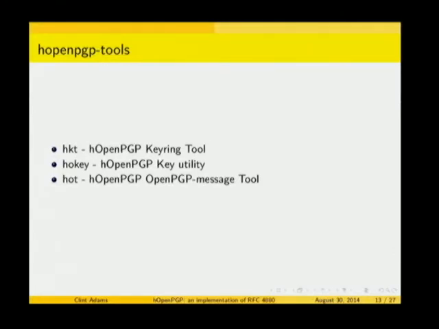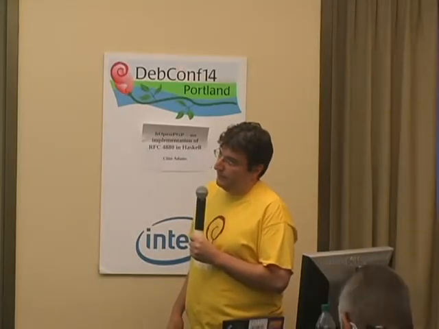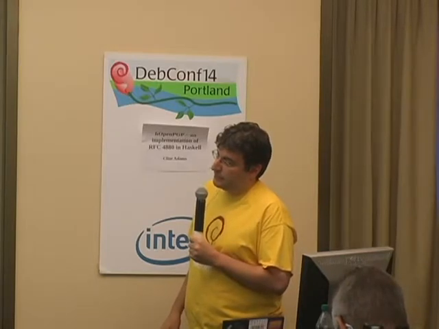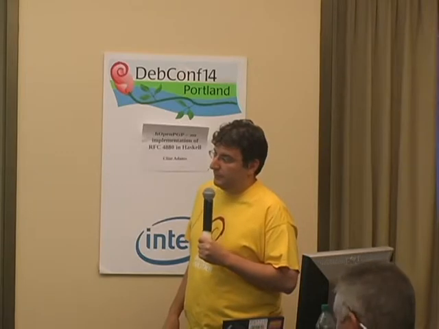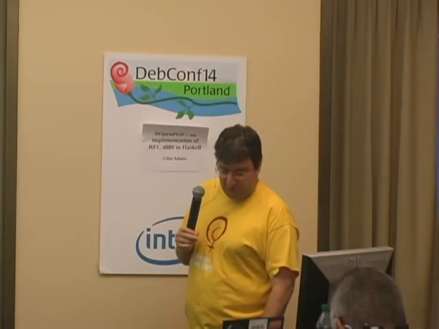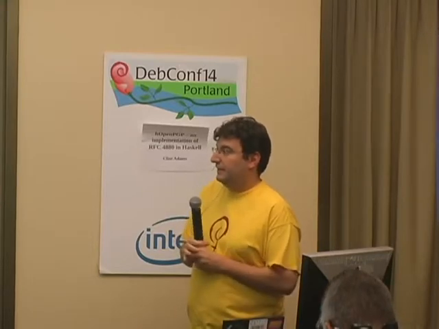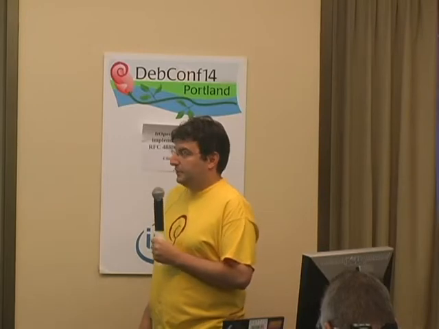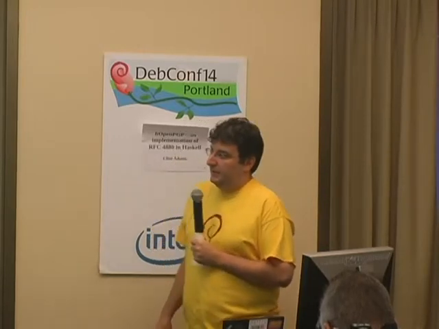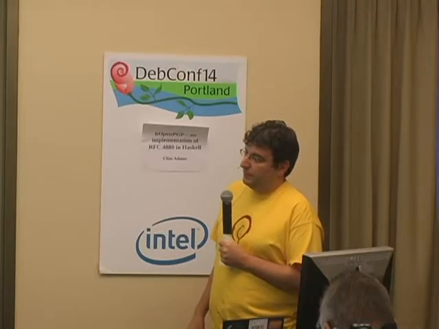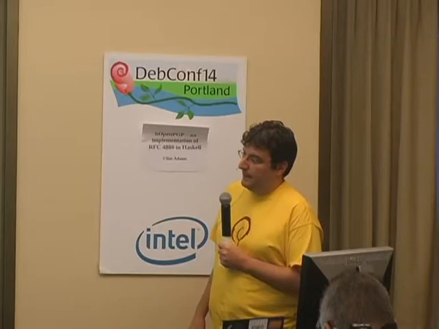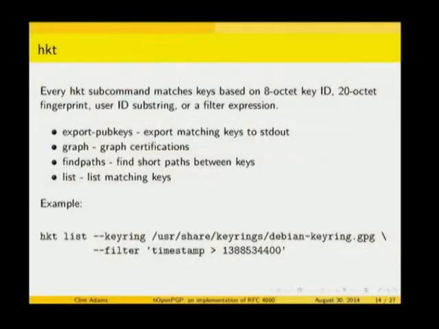So now we segue into the command line tools themselves, which some of you have been using and maybe of more general interest. So HKT is the hOpenPGP keyring tool, and right now you can export keys, list them, and then you can also graph certifications and find paths between keys. This is something Dav asked me about at Hope, and it was easier than I thought to implement.